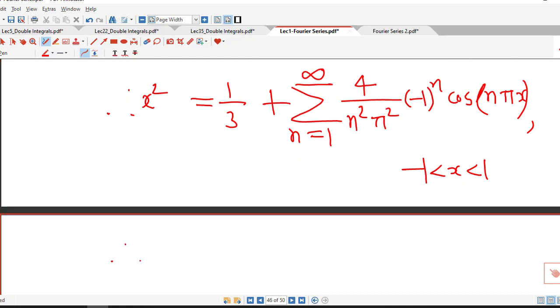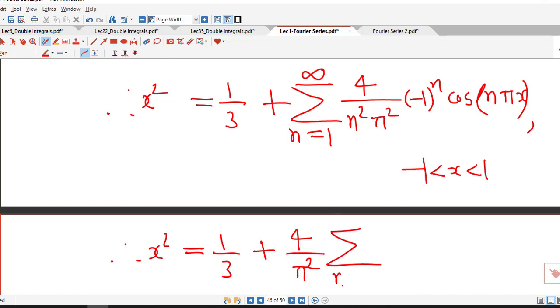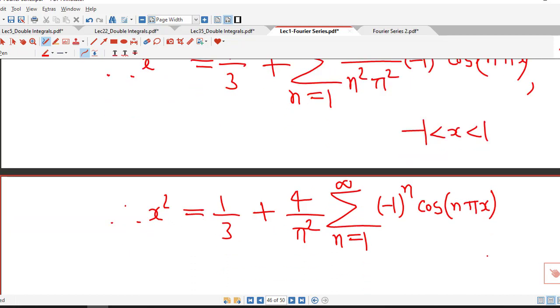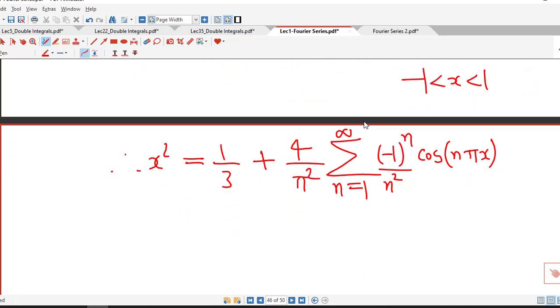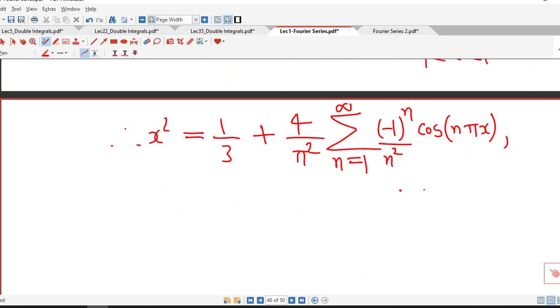Now we can write one more step. We can take terms which are independent of n, 4 over pi square, outside the summation. So we have 4 divided by pi square sigma n equal to 1 to infinity minus 1 raised to n times cos n pi x. Here we have to divide by n square, so minus 1 raised to n by n square, with 4 upon pi square outside the summation, and x is in between minus 1 to 1.